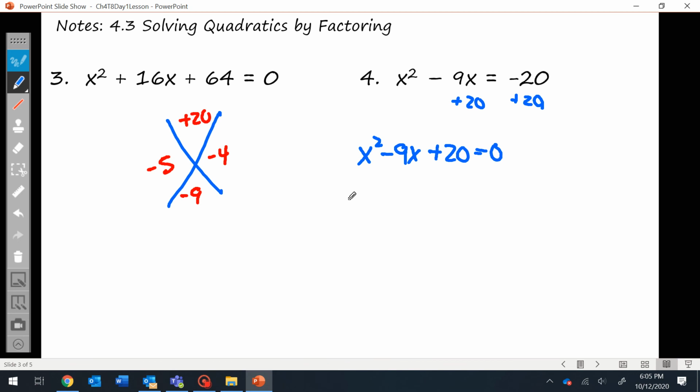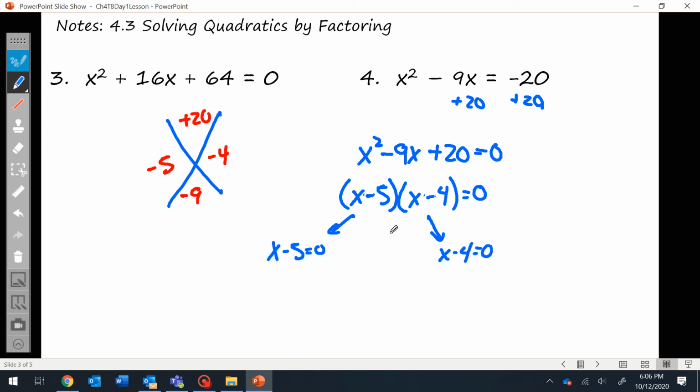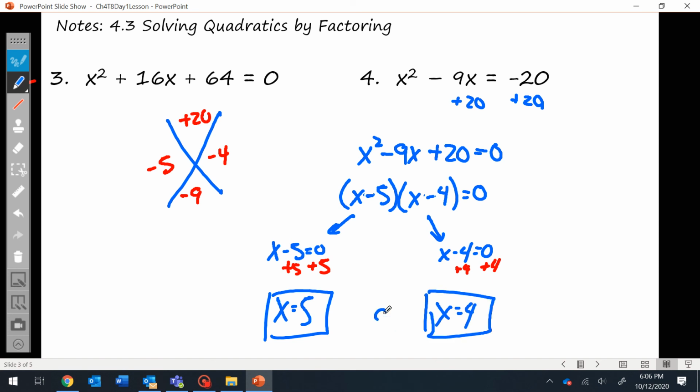and those are negative 5 and negative 4. So this factors to x minus 5 and x minus 4. And these two factors multiply to make 0. So either this one is 0 or this one is 0. And if I solve these, I will get my two solutions, or my two x-intercepts. My first solution is 5. My second solution is 4. So my two solutions are 5 and 4. These are my two x-intercepts, these are my two solutions.